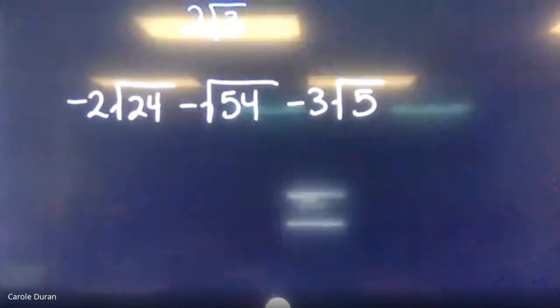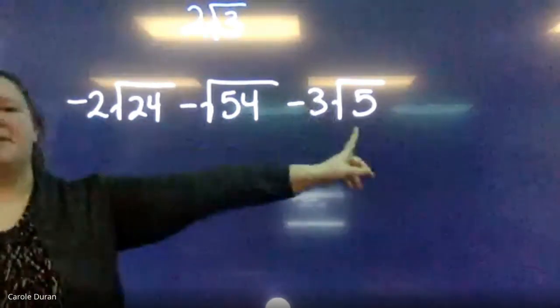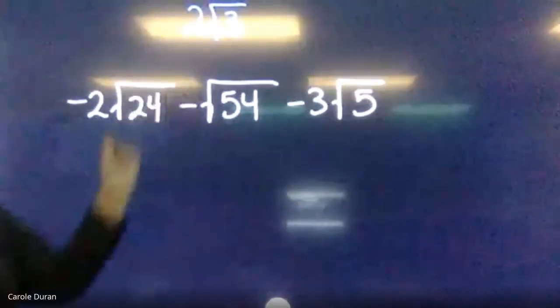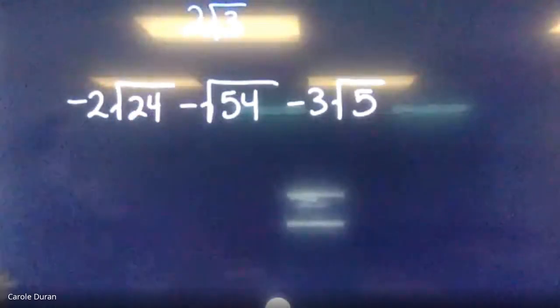Is there anything I can put together right now the way it is? No, which means I need to simplify these. Will I simplify all 3 of these or just 2 of them? Just 2, because this one cannot be simplified anymore because 5 is already prime. So what I need to do is factor tree the 24 and the 54.